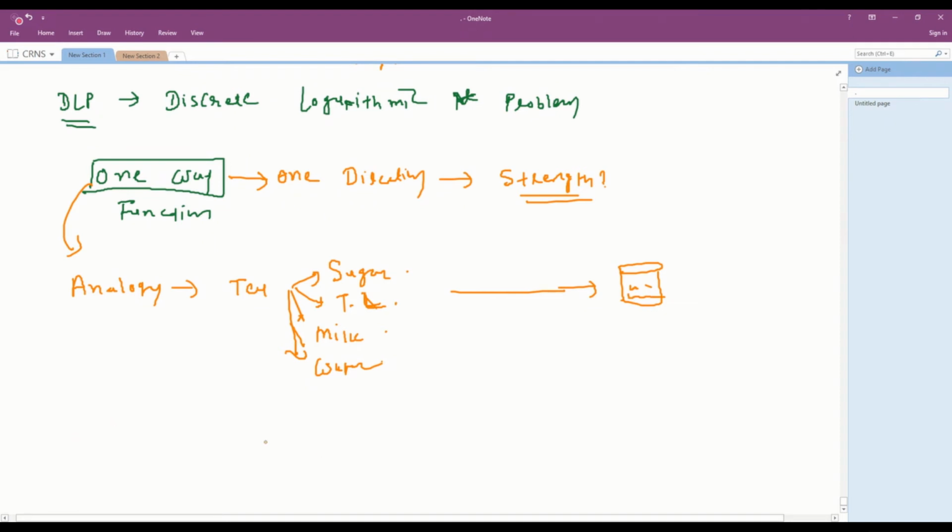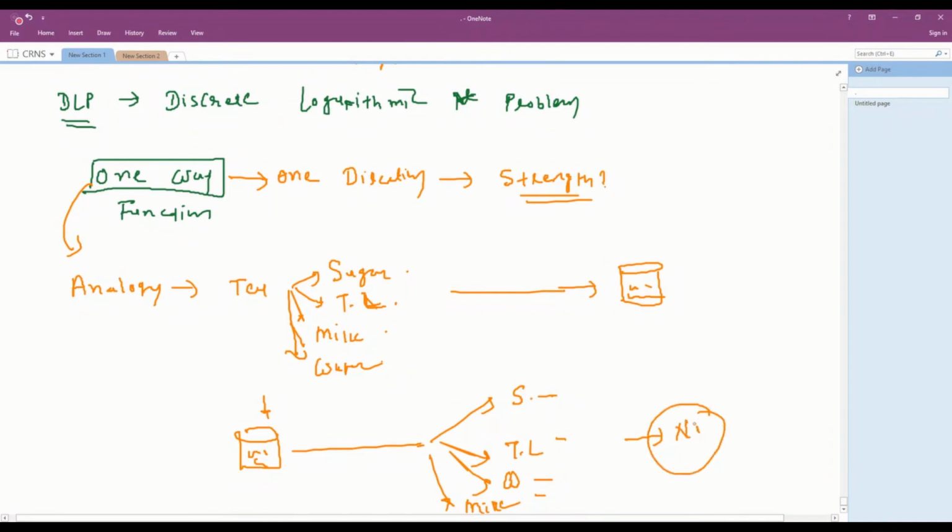Now I do have tea and you need to tell me the exact amount of each of the ingredients. How much sugar, how much tea leaves, how much water and how much milk was used. Can you tell me the exact amount of these four ingredients? No, ma'am. So that's the strength of the one-way function. If you have been asked to make the tea from these four ingredients, it will be very easy for you. But the reverse procedure is difficult, right? So that's the strength of the one-way function.